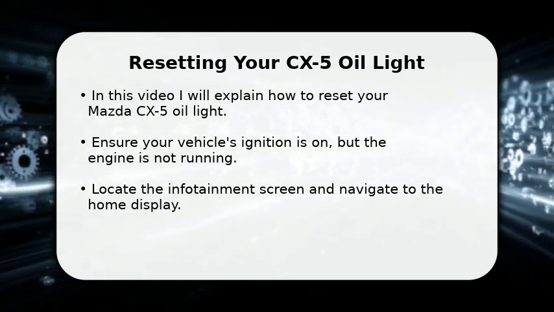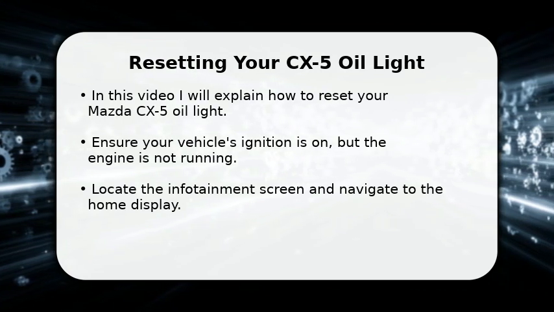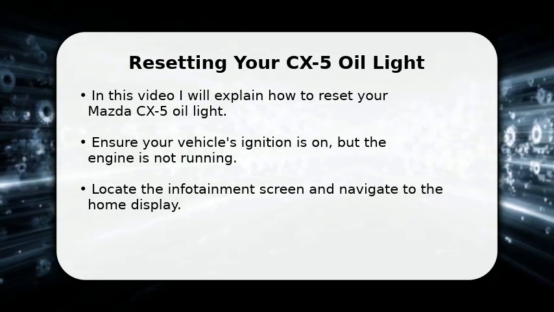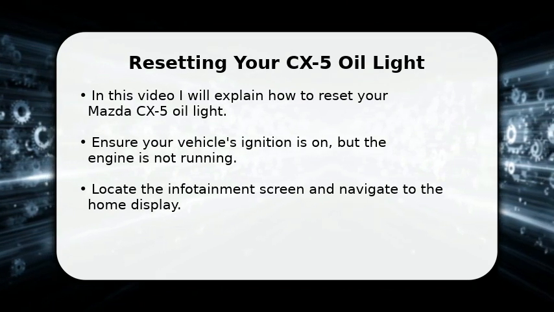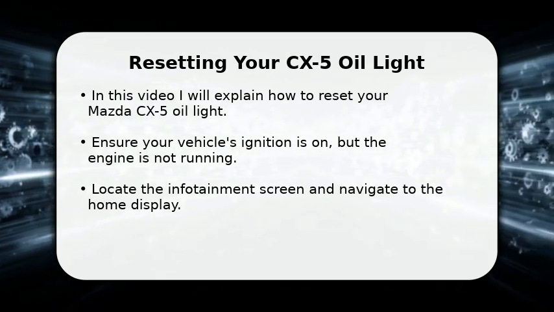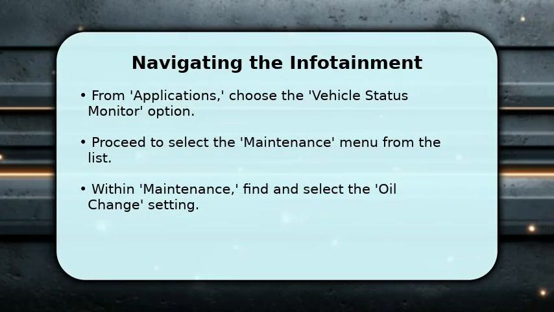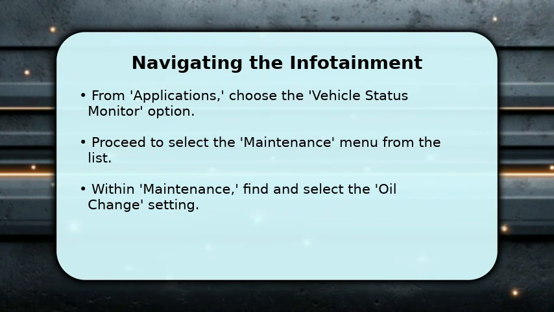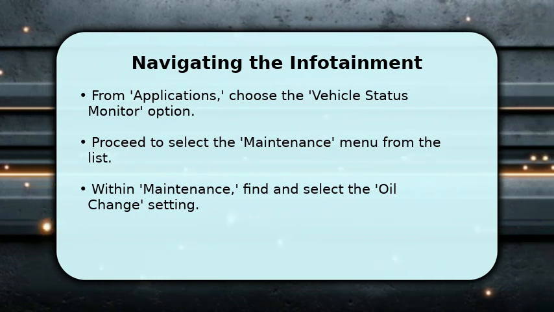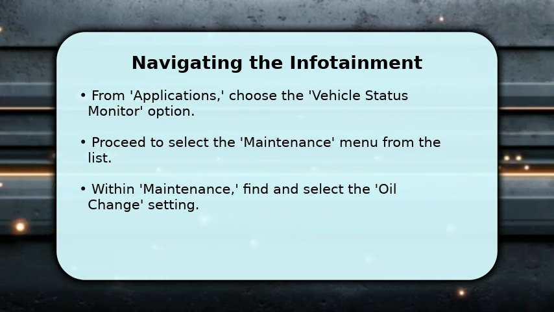Then, find your infotainment screen and go to the main home display. You will use the control knob or the touchscreen to select the application's icon to begin the reset process. Once you are in Applications, you will then choose the Vehicle Status Monitor option. This monitor provides important information about your vehicle's health.